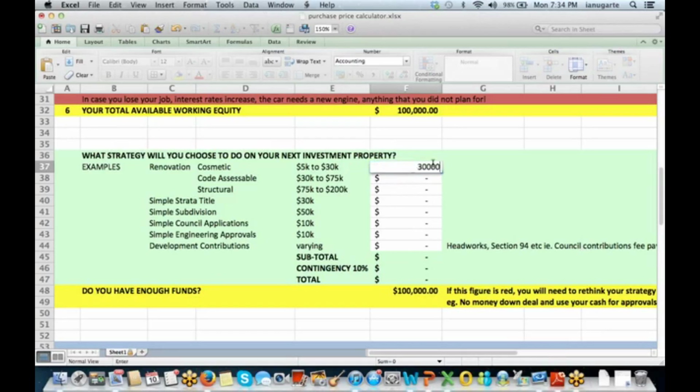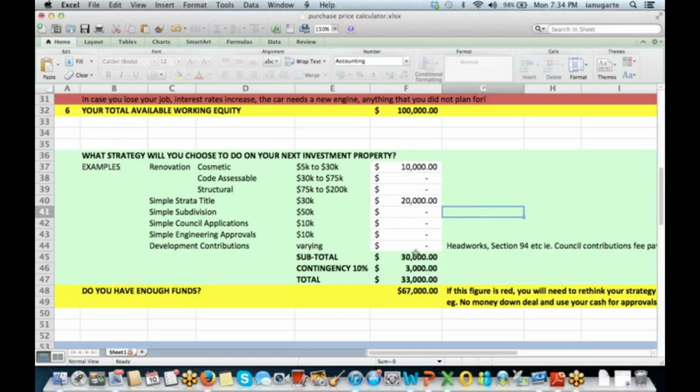So just for the sake of the argument, let's say we're going to do a cosmetic renovation. It's going to be $30,000 worth of cosmetic reno. So we put in that $30,000 and all of a sudden it calculates the $30,000 down the bottom. I might do it differently. Let's say that I'm going to do a renovation of $10,000 and that I'm going to do a simple strata, and because it was in a regional town, it was only going to cost me $20,000. So it accumulates down the bottom here to $30,000, and it automatically allows 3% just in case there's some overruns for whatever reason.